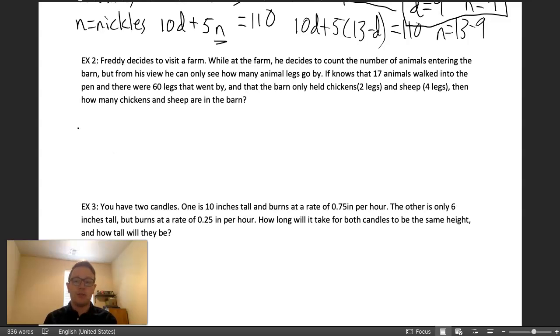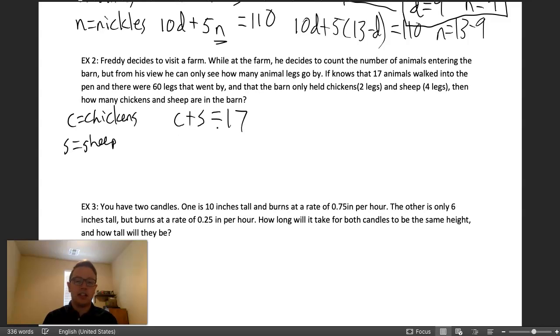For problem 2, our variables are going to be chickens, and our second one is going to be our number of sheep. Now we know that our total number of chickens and our total number of sheep will be 17. We have 17 animals that went through, and how many legs do chickens have? They have 2 legs each, and each sheep has 4 legs. Altogether, there were 60 legs that went by.